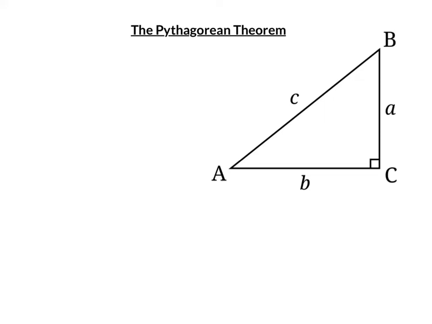The Pythagorean Theorem. The Pythagorean Theorem says that the sum of the squares of the legs of a right triangle is equal to the square of the hypotenuse. The legs are the sides A and B. It doesn't matter which one's A, which one's B, they're interchangeable. These are the legs.